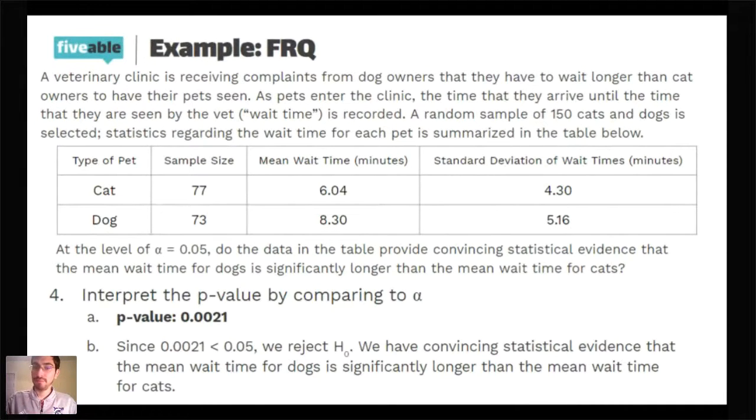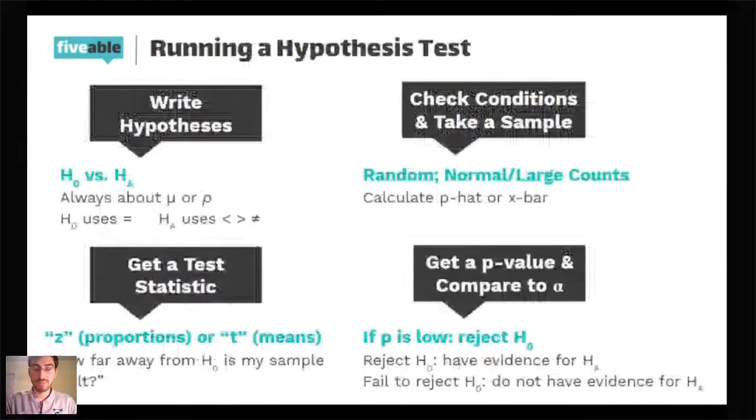All right. Okay. So those are the four things we got to do. Write our hypotheses, check our conditions, take a sample. I should add name the test to that top right one. Get your statistic, and then compare your p-value to your alpha level. Ultimately, that's what we have to do.